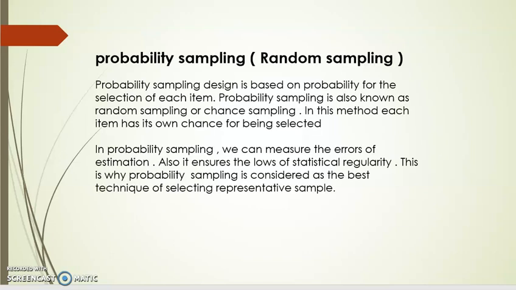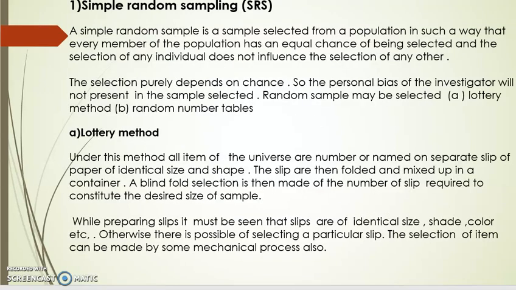Probability sampling design is based on the probability for the selection of each item. Probability sampling is also known as random sampling or chance sampling. In this method, each item has its own chance of being selected. Simple random sampling and complex random sampling are the two subdivisions of probability sampling. And now let's look at simple random sampling.